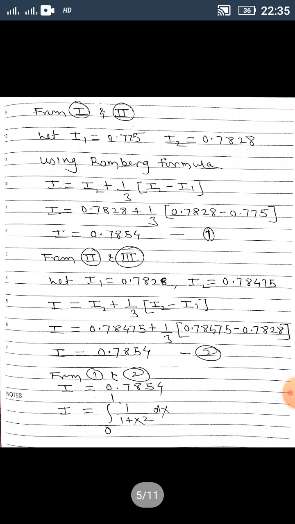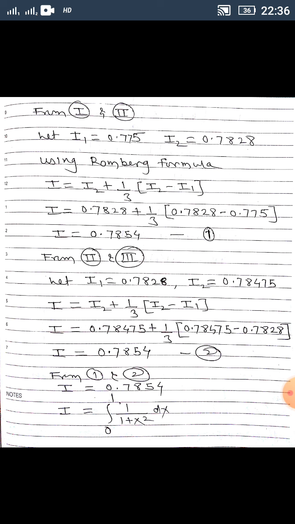So from first and second, let the first I be I1, 0.775, and the second we call I2, 0.7828. Now Romberg's formula is I is equal to I2 plus 1 by 3 (I2 minus I1). Now we substitute the I2 value, that is 0.7828 plus 1 by 3 (0.7828 minus 0.775). If we simplify, we get the value as 0.7854 from first and second.